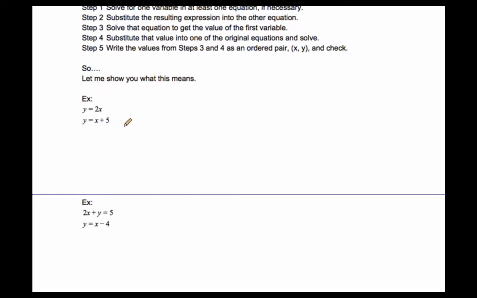All right, so here's an example. This one's really easy because why? Because the y's are already isolated, okay? So here's what I want you to think about. This y equals 2x, and this y equals x plus 5. Now, if we were to graph these, we're trying to figure out where they cross, okay? So if we're trying to figure out where they cross, then we're trying to figure out where they have the same value. So I am going to set these equal to each other. If this is y and so is this, then what does that mean? That means that 2x should equal x plus 5, right? These should be equal because I want the y values to be the same. I also want the x values to be the same.